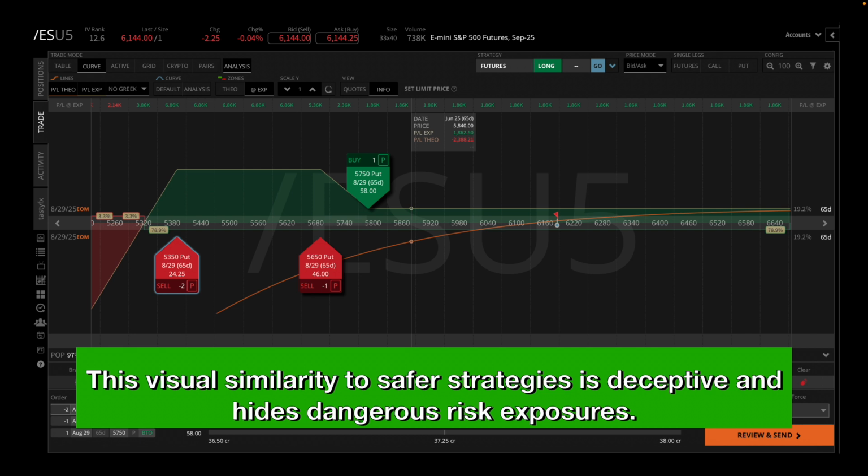So this is another look at the visual. And once again, this visual similarity to safer strategies is deceptive and hides dangerous risk exposures for traders who are not paying attention to the theoretical profit and loss line, which is that orange line.